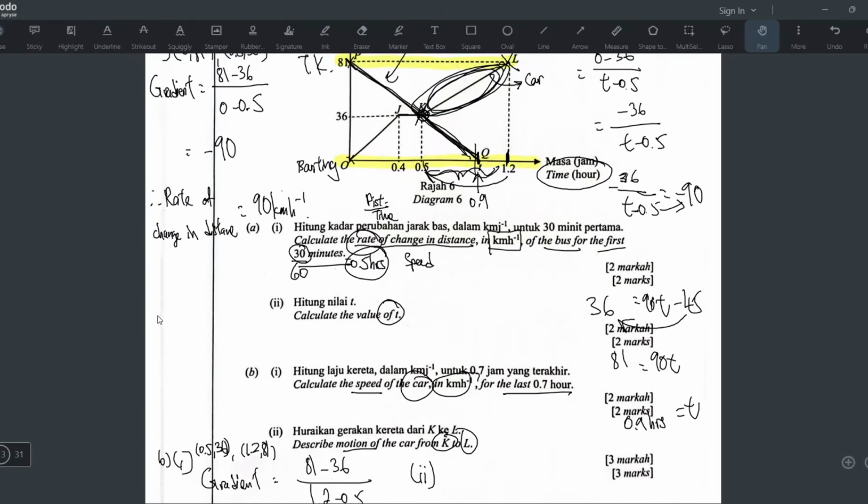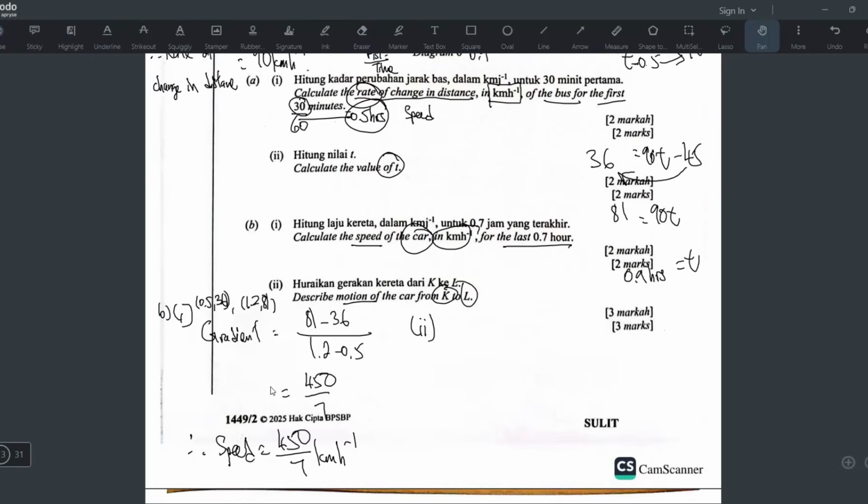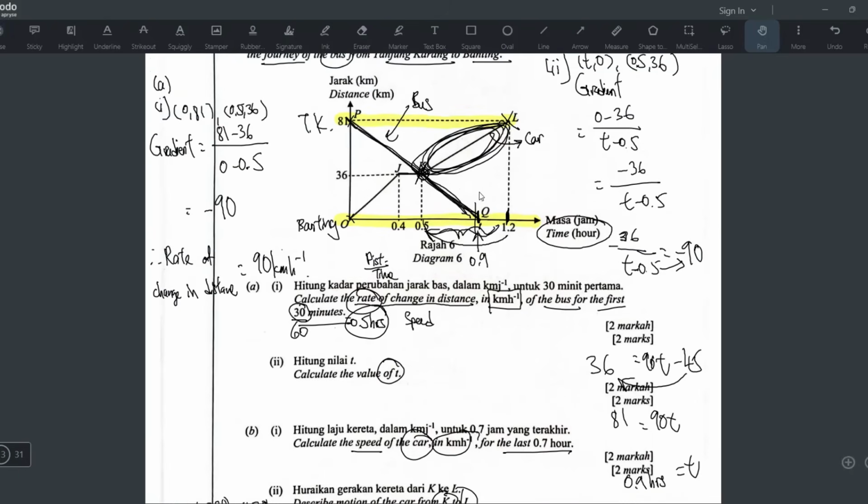So the motion of the car from K to L. It means the one that I just found. Remember just now I found the speed. This speed is actually the speed of the car from K to L. So I can mention this later when I describe. I can mention the speed here. Okay, so I'll just write here the car, and the car is actually moving, right?